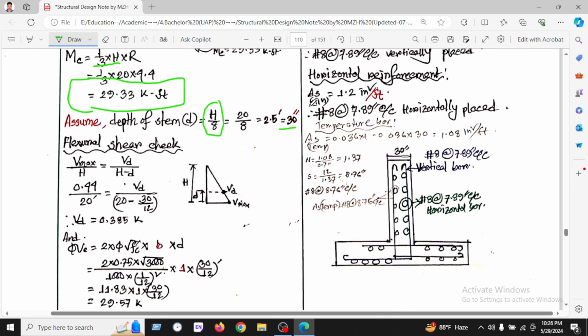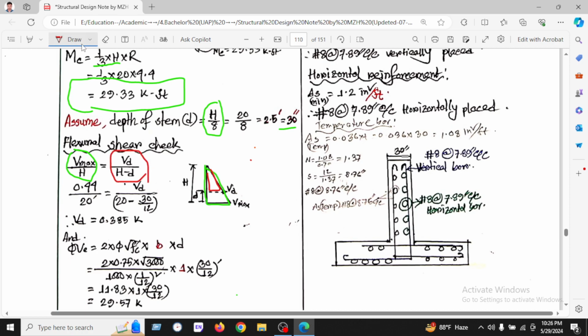Now we'll check this depth. At first we use the shear check. The shear check is here. We can see that there are two triangles. One is the bigger triangle, V max divided by H, and another one we have shown is a small triangle, which is V_d divided by H minus d. This is the small triangle.